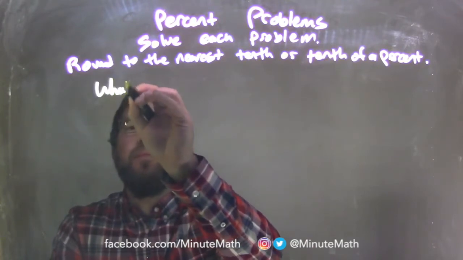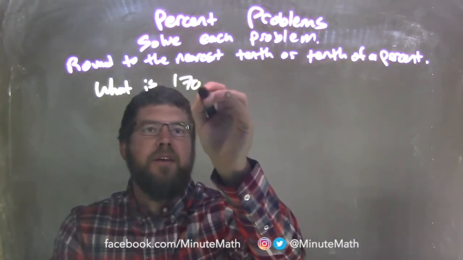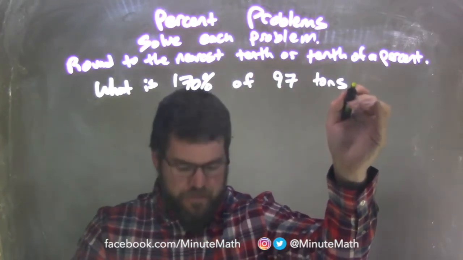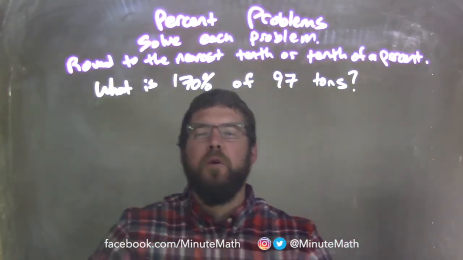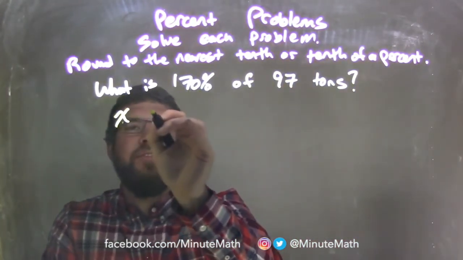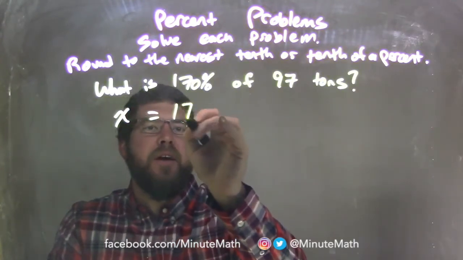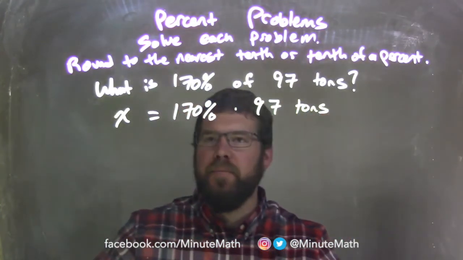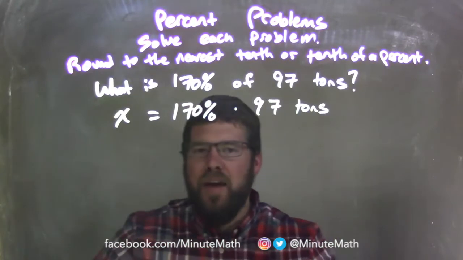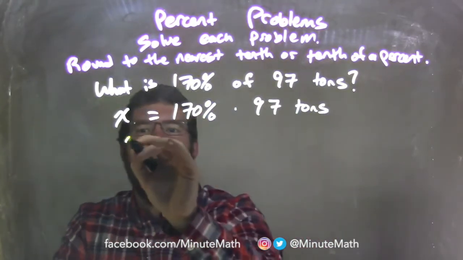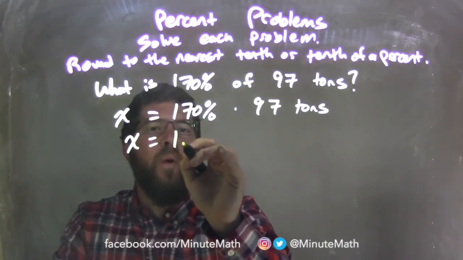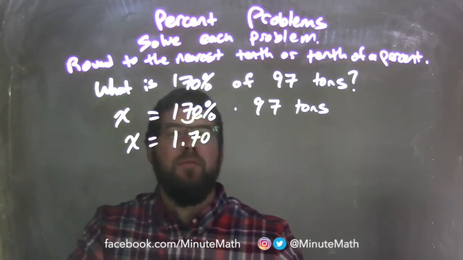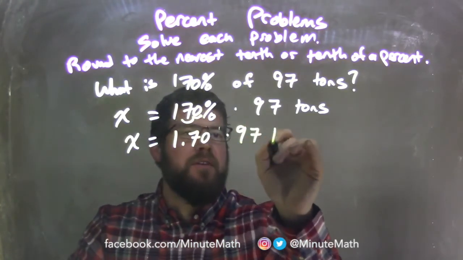What is 170% of 97 tons? Okay. Well, first let's make this into an equation. What, x, is equal to 170% right here multiplied by 97 tons. Okay. Well, that 170%, I need to convert that to a decimal. Okay, so x is 170% is 1.70. Remember the decimal that's right there, right? We move that 2 units to the left, and we have 1.70 times 97 tons.